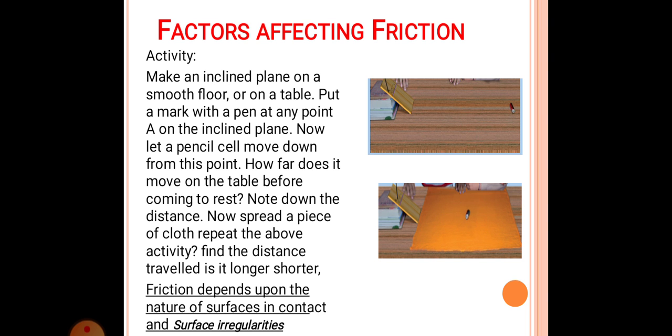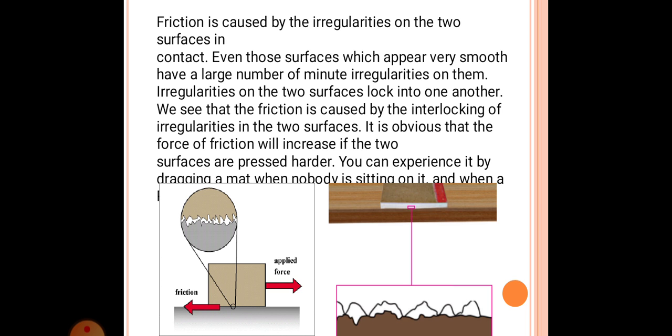From that, we conclude the motion is affected by surface irregularities or the surfaces in contact. The more the friction, the less the distance traveled. The less the friction, the more the distance traveled. Friction is affected by surface irregularities and surfaces in contact. The reason for friction is surface irregularities. Thus, when the surface irregularities are viewed through a powerful microscope, they can be viewed like this.